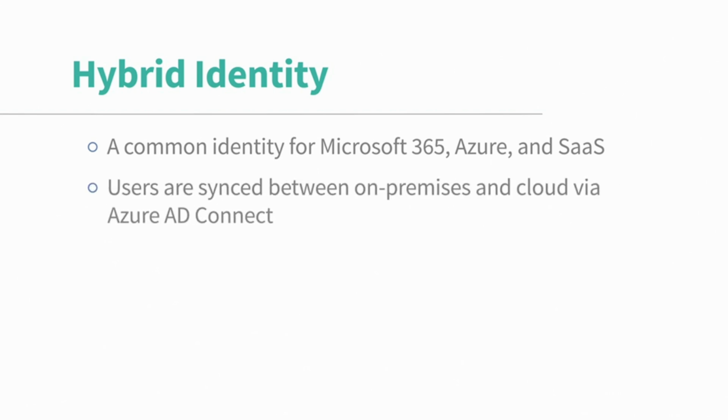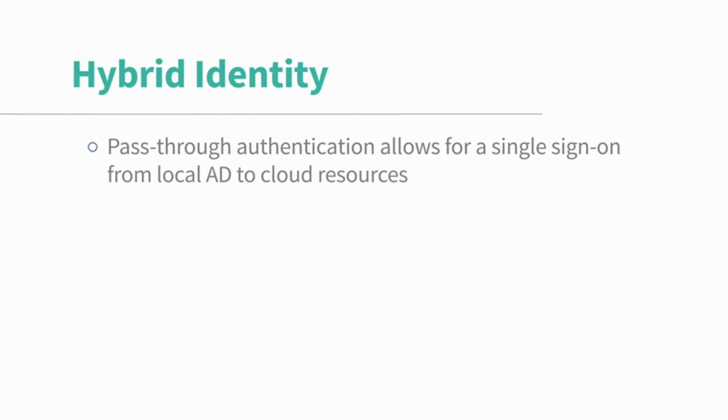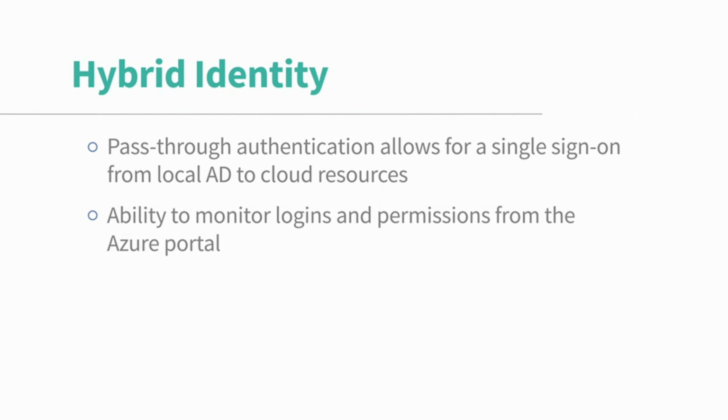The users are synced between on-premises and cloud using Azure AD Connect. This is a tool that resides on an on-premises server and syncs to Azure AD. The pass-through authentication allows for a single sign-on from local AD to cloud resources, such as applications, email, and others. You can also monitor logins and permissions from the Azure portal.